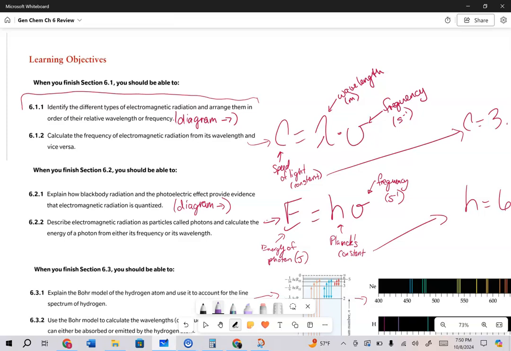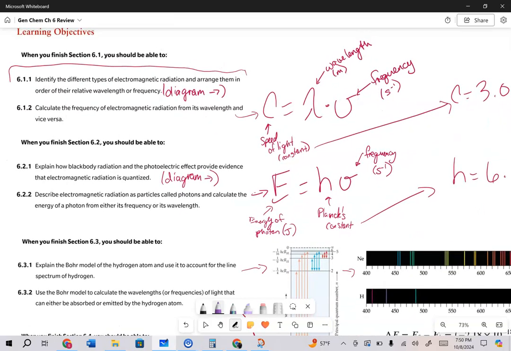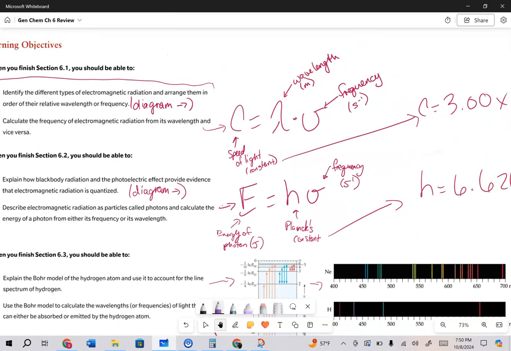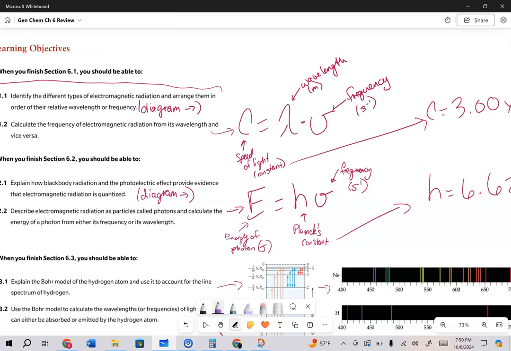Now that's part 1 of section 1. Part 2 says to be able to calculate the frequency of radiation from wavelength and vice versa. So if you're given either the wavelength or the frequency of some radiation, you should be able to calculate the other, given the fact that the speed of light is constant. All of that electromagnetic radiation moves at the exact same speed.